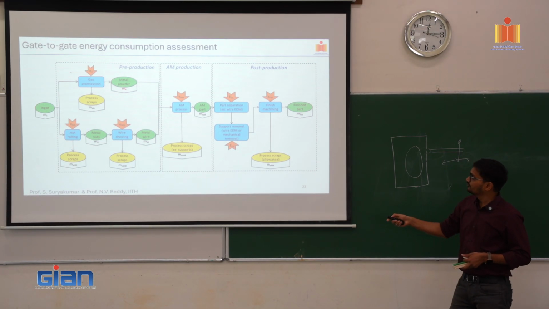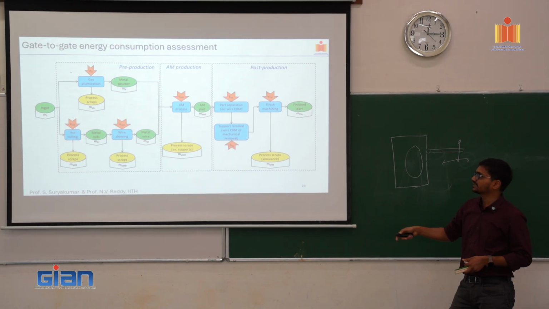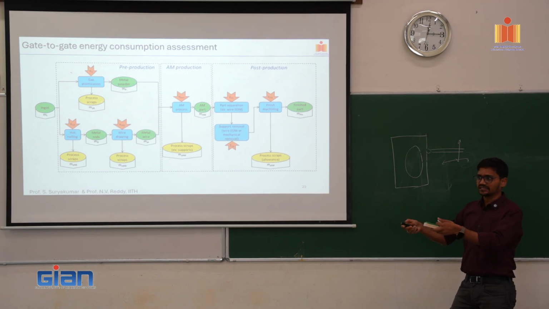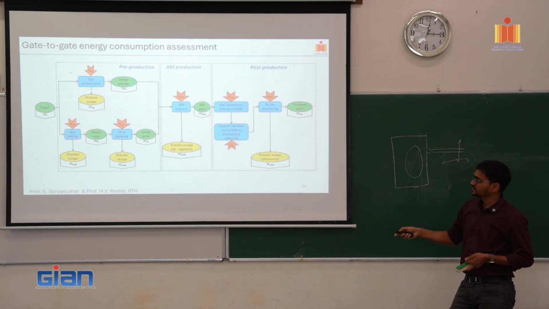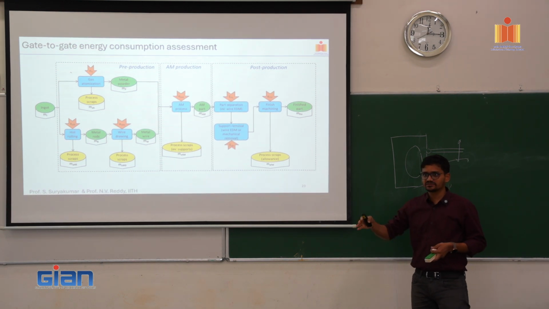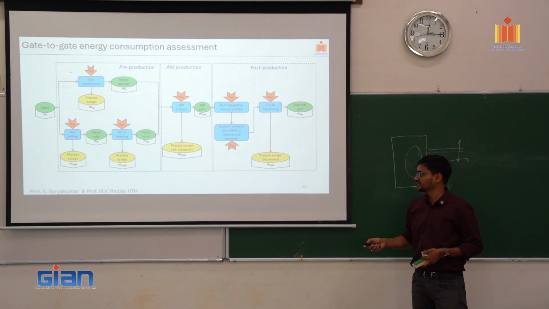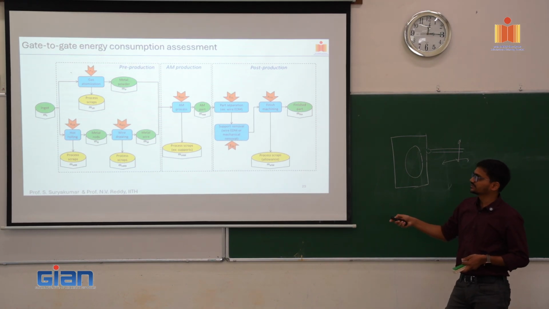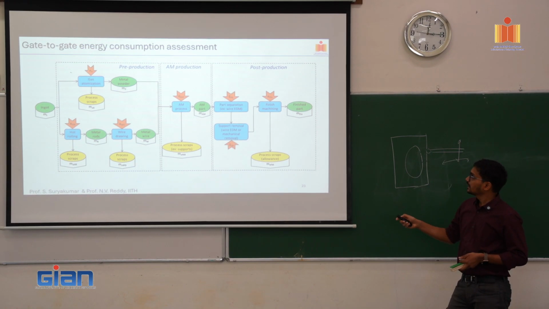Before the AM part, there is a pre-production part where you have to generate the metal powder through gas atomization. That will require significant energy. Or you are using a metal wire as the raw material. That requires even more energy because you have to do hot rolling and wire drawing. So those steps will require a significant amount of energy, which also needs to be taken into account.